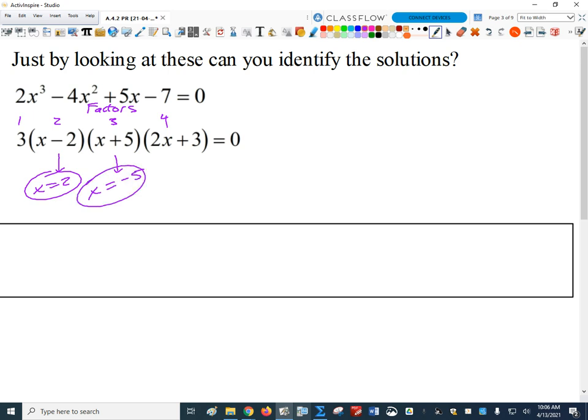Okay, and then I get 3 times, if I let x equal negative 5, I get 3 times negative 7 times 0, done. It's 0, right? And then finally, what about that one?